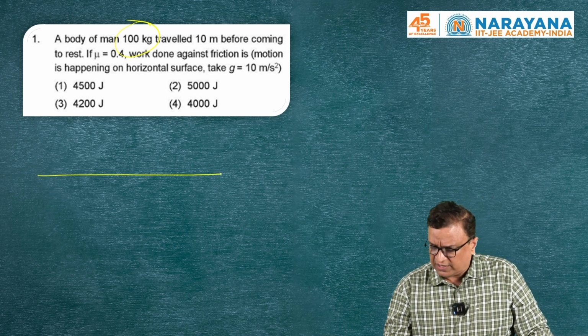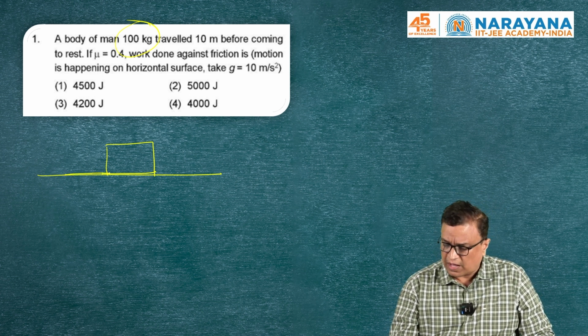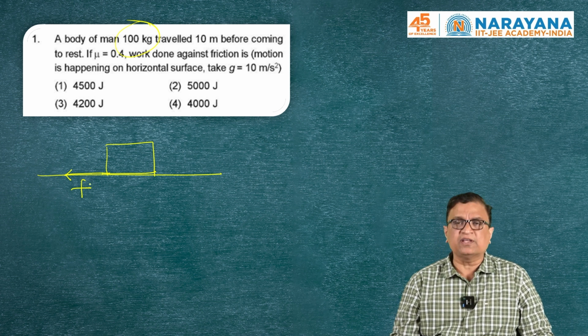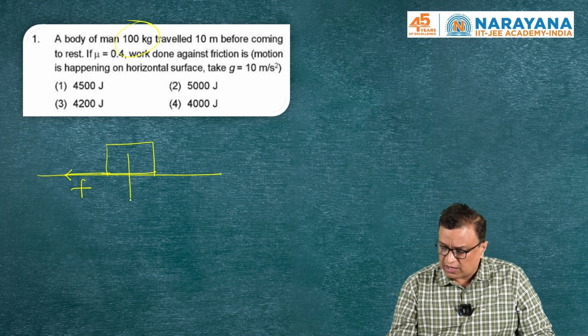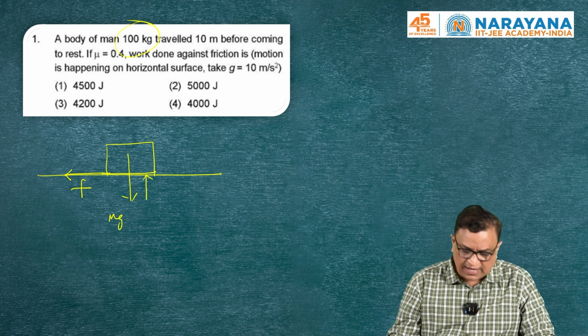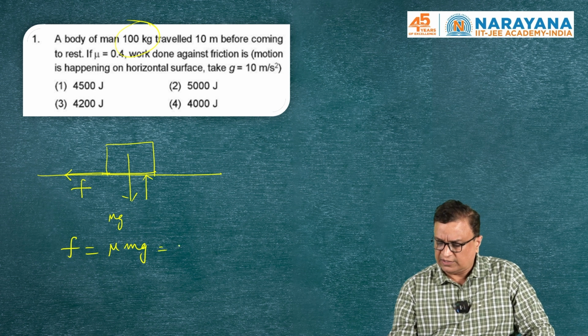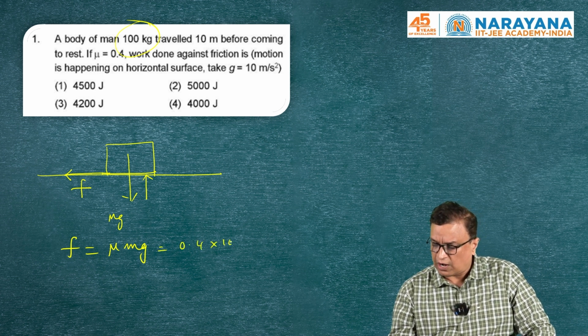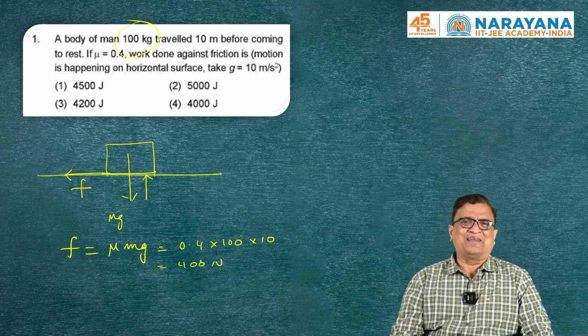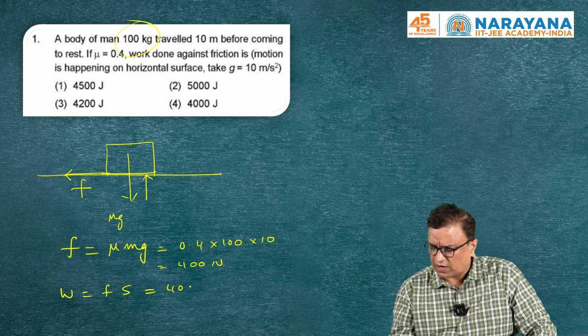Now, suppose I treat this as a block kind of system. I am assuming friction acts like this, and I am assuming the normal reaction is mg. In this case, the friction value is mu mg, which works out to 0.4 into 100 into 10. So that works out to 400 Newton. Work is force and displacement product. So 400 into 10 is 4000 Joule.